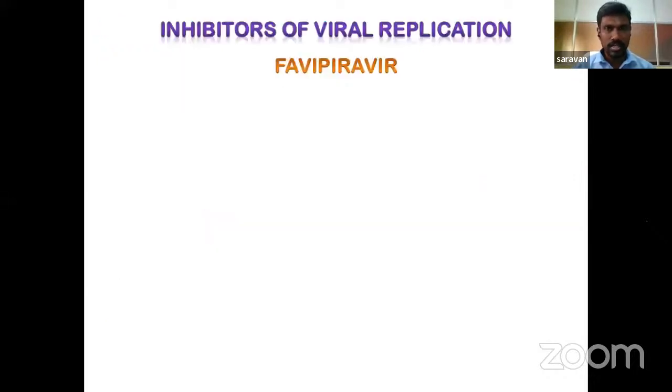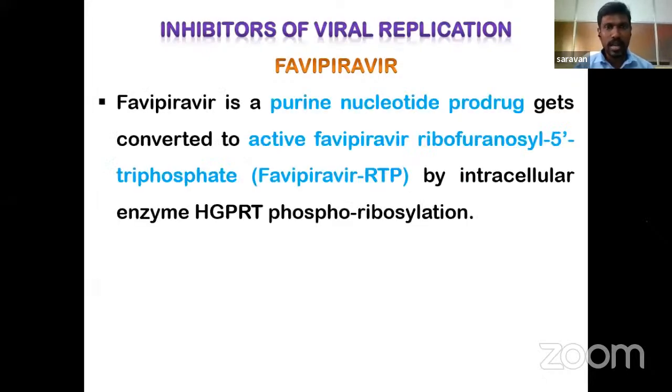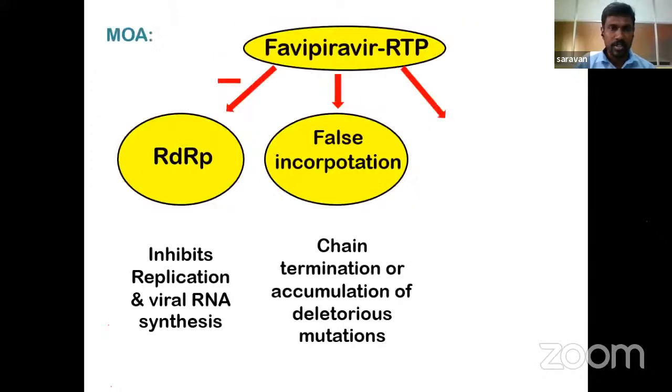Coming to the second drug of the same group, that is inhibitors of viral replication, favipiravir. Favipiravir, similar to remdesivir, is also a prodrug which needs to be converted into an active form. The favipiravir prodrug gets converted into the active favipiravir ribofuranosyl triphosphate, favipiravir RTP, by the intracellular enzyme hypoxanthine guanine phosphoribosyl transferase. Once the active metabolite is formed, the mechanism is similar to that of remdesivir.